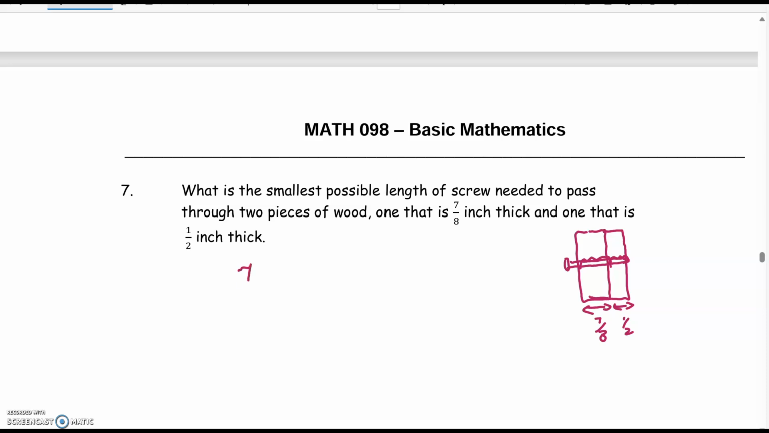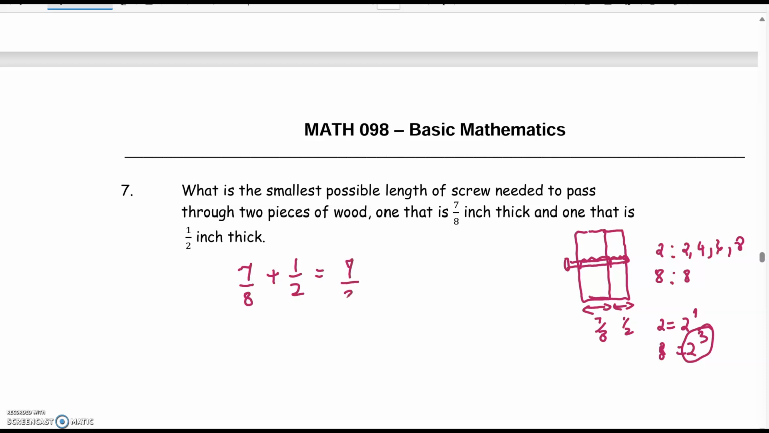So the minimum length of the screw would have to be 7/8 plus 1/2, which is equal to, now it's unlike fractions. So we need to find the common denominator, and this one is easy enough that you could list the multiples. 2, 4, 6, 8. 8 ones are 8. We're listing the multiples. Or we could go 2 is 2 to the 1. 8 is 2 cubed. Pick the larger of the 2's, 2 cubed. So 8 is the common denominator.